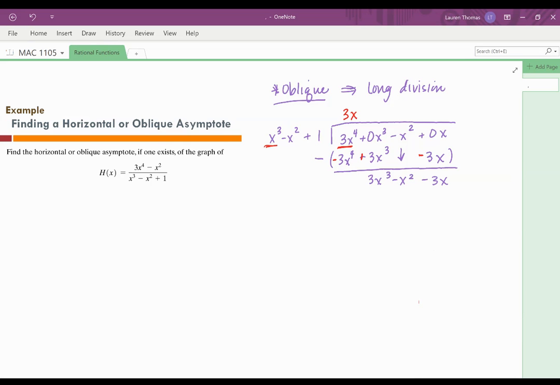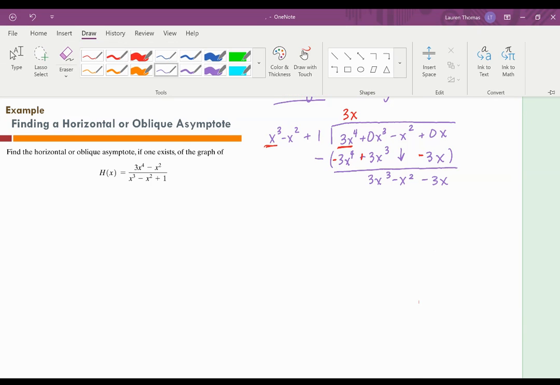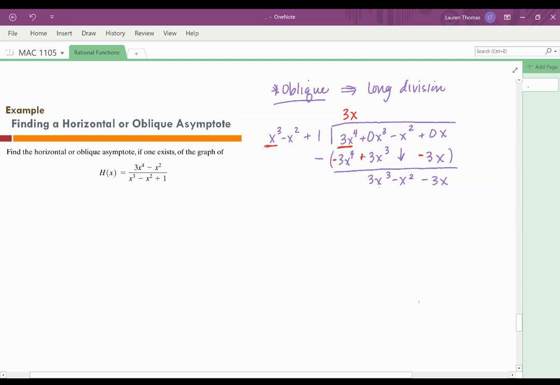So I'm going to ask myself, what times x cubed gives me 3x cubed? All right, we're always looking at the first term in the divisor and the first term down here in the term that we're doing. So I can multiply that by 3. And then I'm going to take that 3, and once again, I'm going to multiply by every term that's in the divisor. Let's change this back to purple. All right, so we have 3 times x cubed. That's 3x cubed. 3 times negative x squared, that's negative 3x squared. And 3 times 1, that's plus 3.